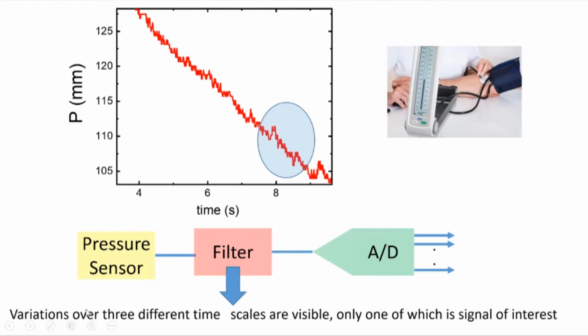Note that you can see variations over 3 different time scales. There is this slow pressure variation from 125 to lower here. Then there is a fast variation, which is the noise here. And then there is this periodic variation that I said is because of the systolic and diastolic blood pressure, the pumping of the heart.